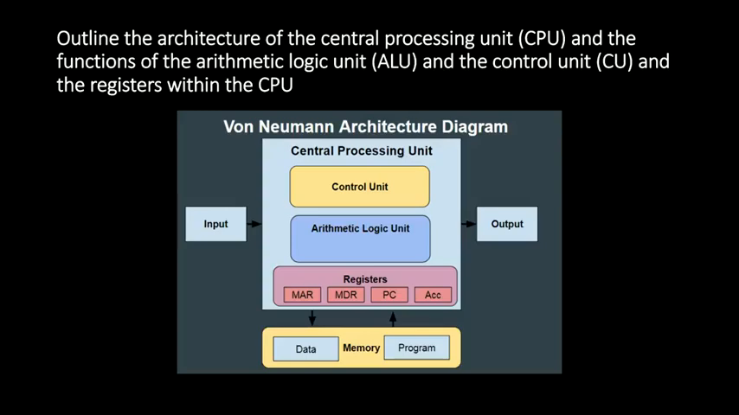As for the registers, the memory address register stores memory addresses for fetching or storing data or instructions in the primary memory. The MDR, or memory data register, temporarily holds data being fetched from or written to the primary memory. The program counter keeps track of the address of the next instruction to be executed in the memory, and the accumulator stores immediate results of arithmetic and logic operations within the CPU.